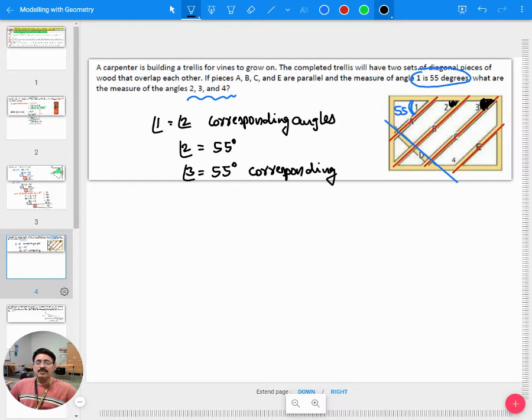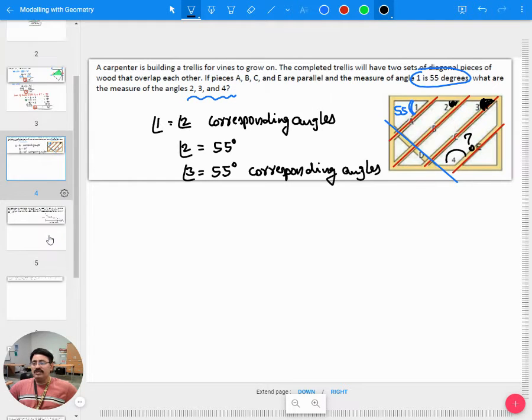Okay? Corresponding angles. Now, you may make use of either the properties of quadrilaterals to figure out what's the value of angle 4. I'm skipping this one. I want you to try this question.